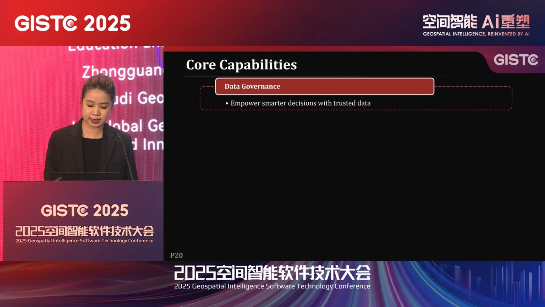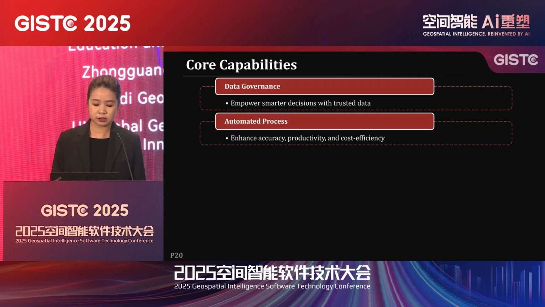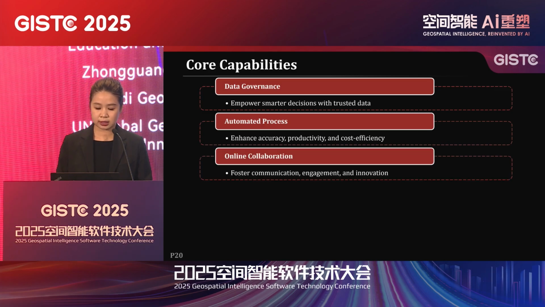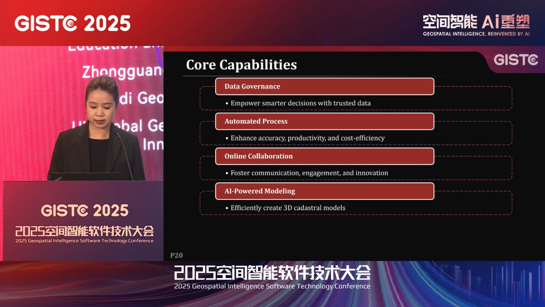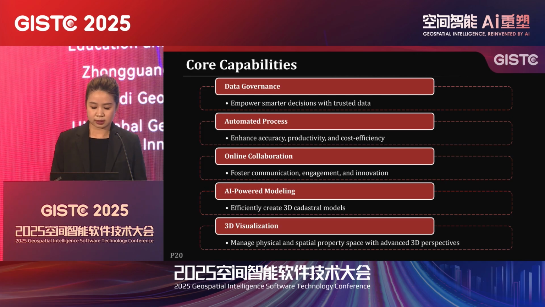Our approach is guided by key values: data governance, giving accurate and trusted information. Automation enables faster work and fewer errors. Collaboration means everyone has access and everyone benefits. AI and 3D modeling give high performance and high accuracy. 3D visualization gives powerful insight through spatial views.